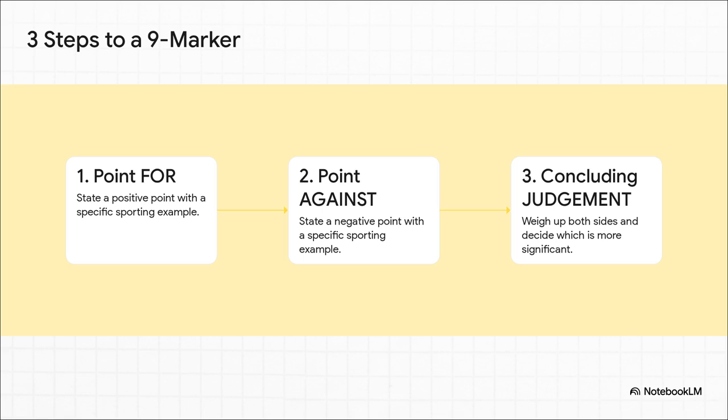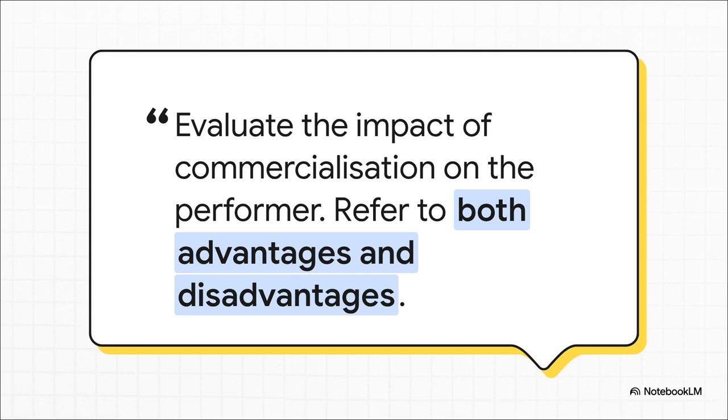3 simple steps. 1. Make a point for the argument, with a real sporting example. 2. Make a point against the argument, again with an example. And 3, the most important part, make a final concluding judgment. You have to weigh up both sides and decide which is more significant. Whatever you do, don't sit on the fence. Okay, let's put it into practice.